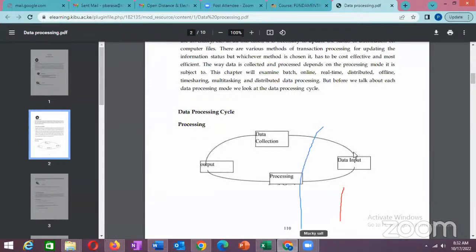So when you process data that has been input into information, Mark D, identify this nuisance who is causing us screen issues. Kindly have them share the screen again.